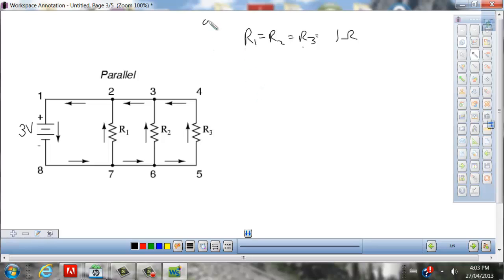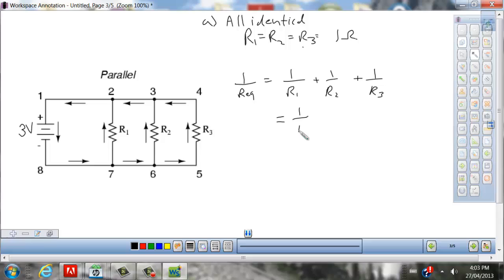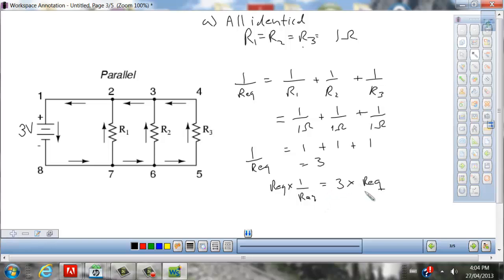In the first case, the loads are identical. Determining the equivalent resistance for the entire circuit requires we take the reciprocal. And this just means that in a parallel arrangement, the total resistance of the circuit goes down as you add loads. 1 over R equivalent equals 3, and if we want to solve for that, R equivalent equals 1/3 of an ohm, or 0.33.